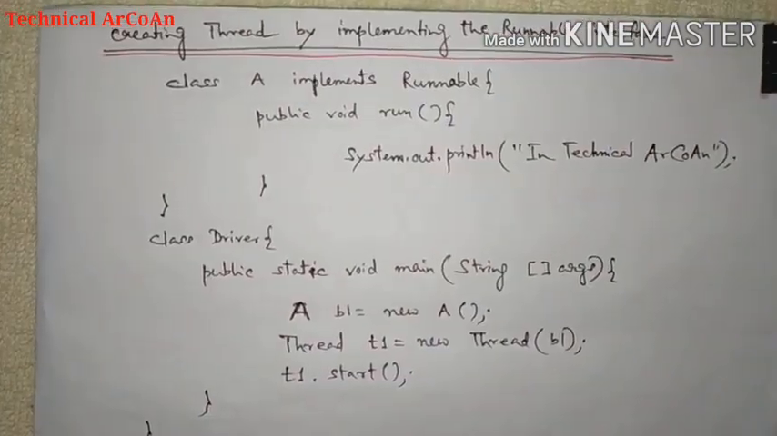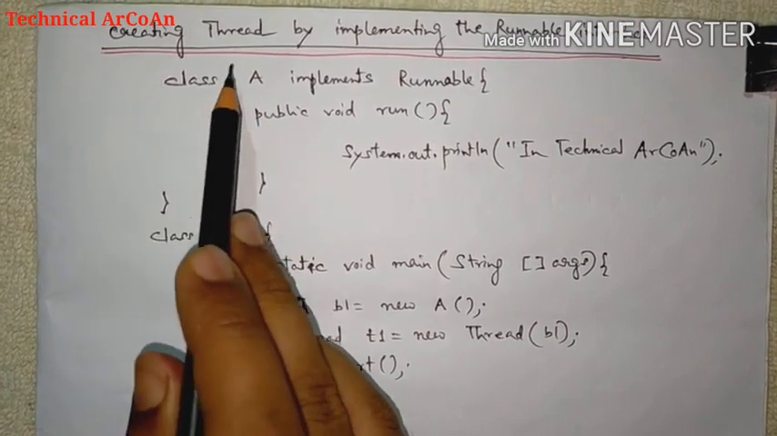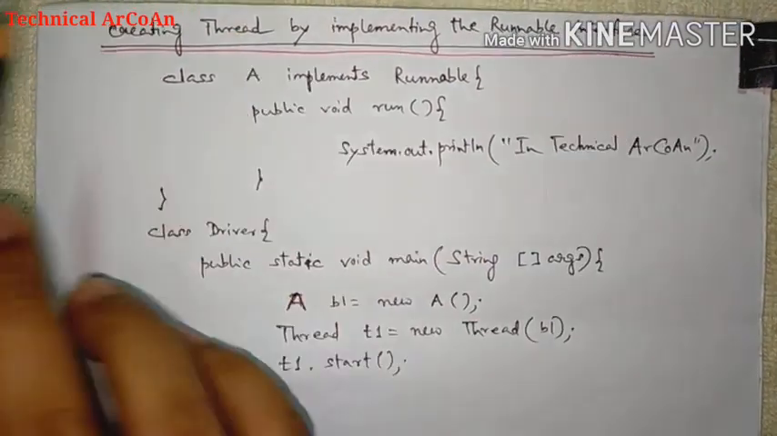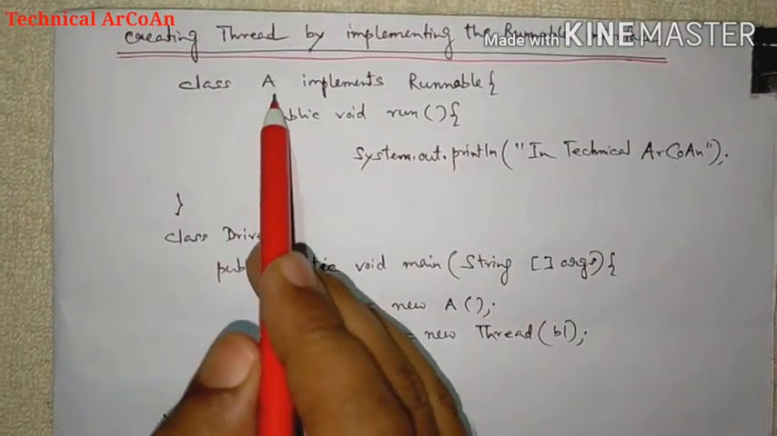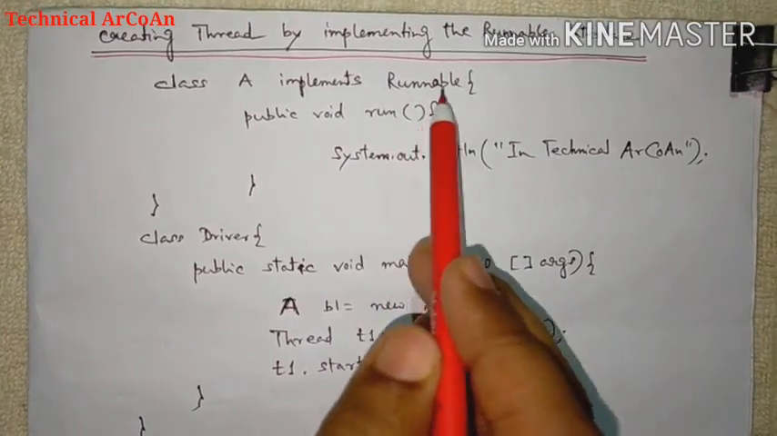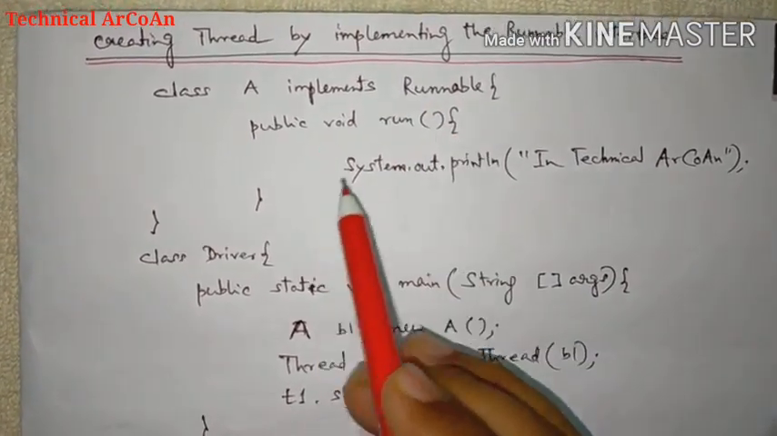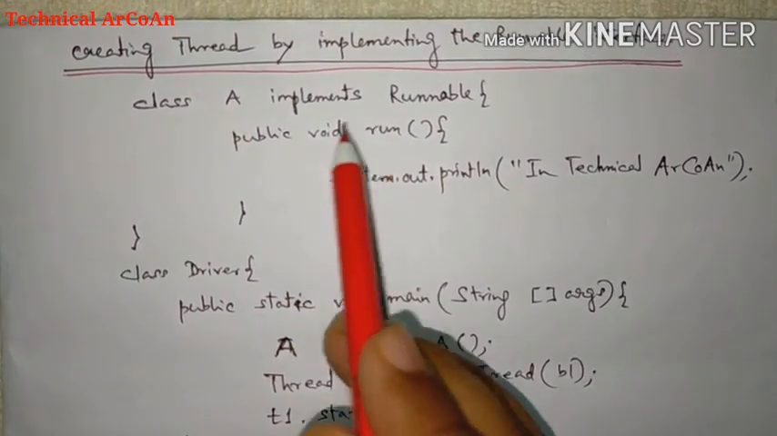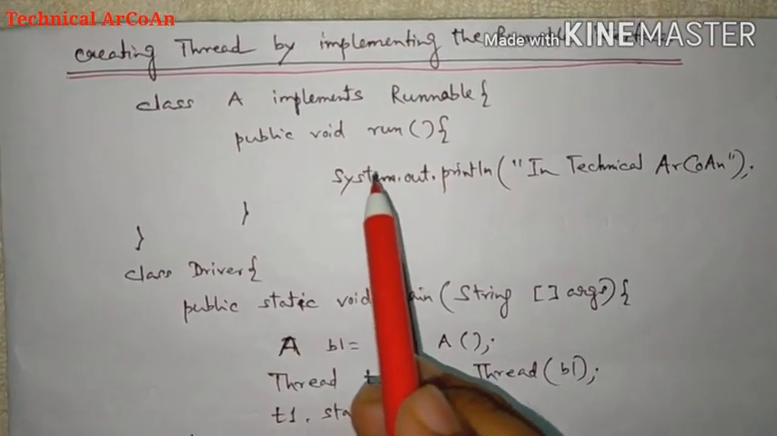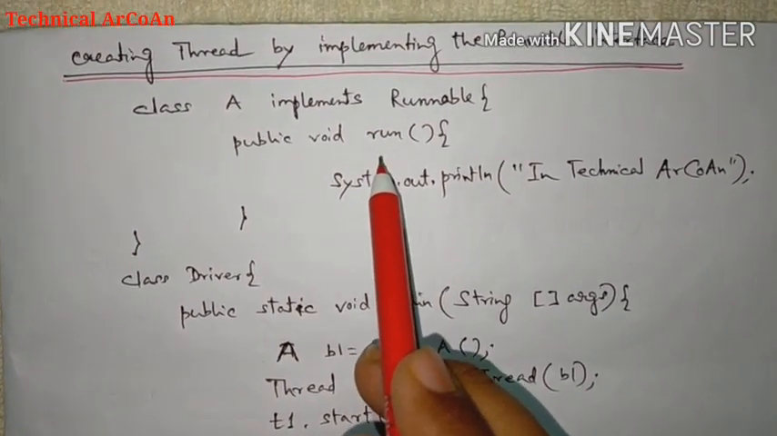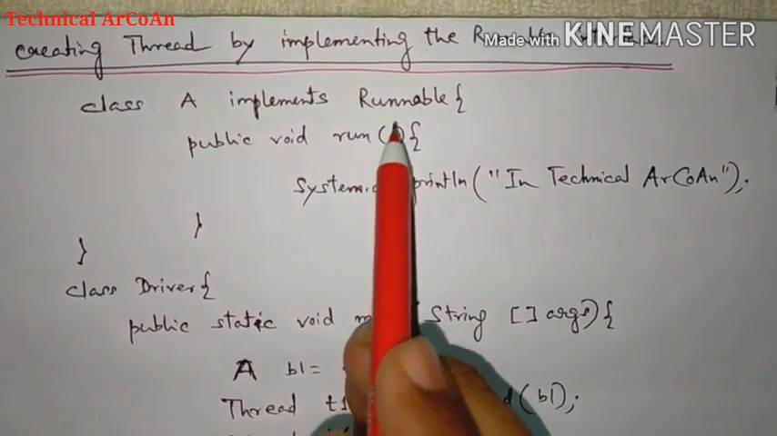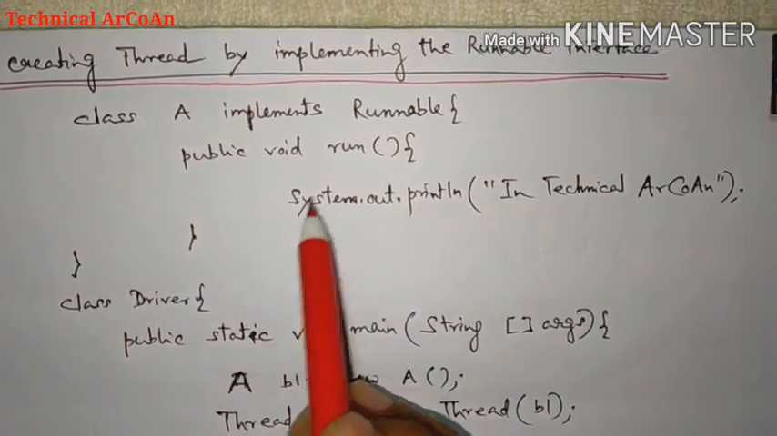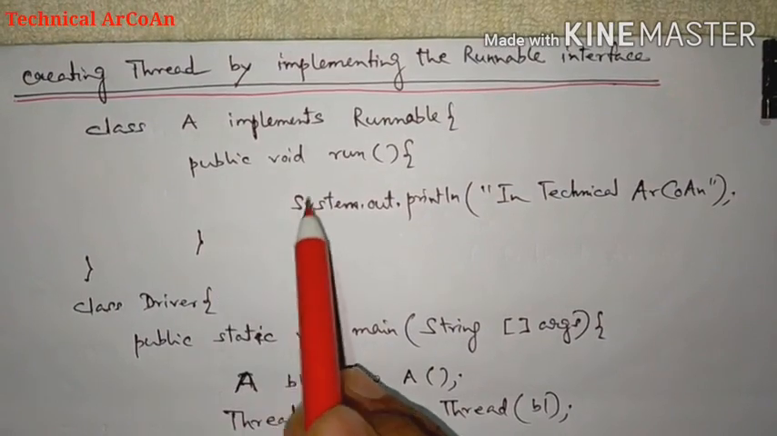Now the other way is creating a thread by implementing the Runnable interface. How? We define a class that implements Runnable. It's a system defined interface, Runnable, and in the same way we define a run method. But we should remember that in this case, the run method is an abstract method of the interface Runnable. We are just defining the body here.